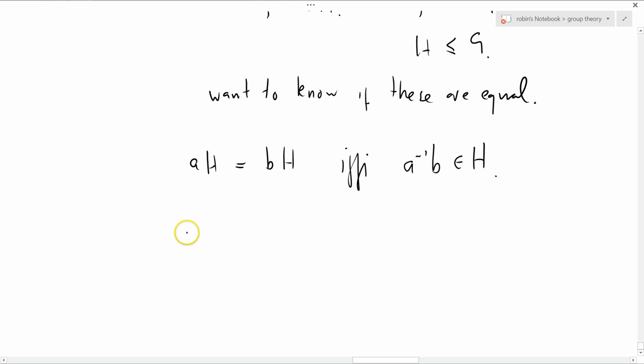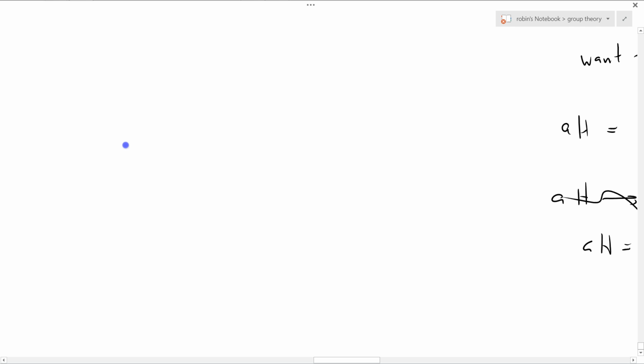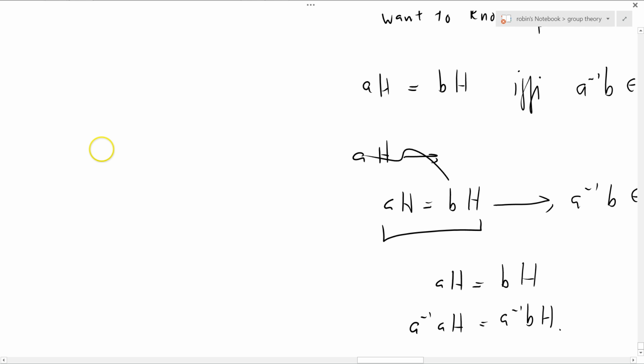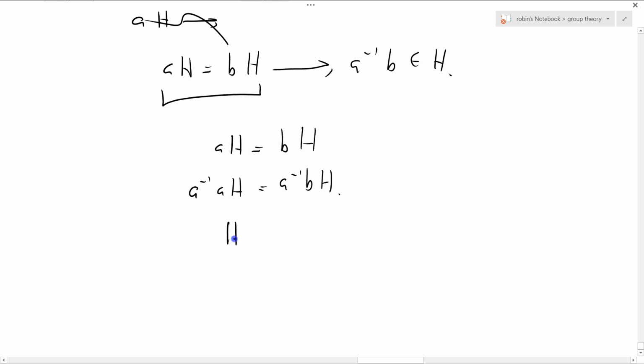Okay, so let's just prove the first one first. aH equals bH, and I want to show that a^-1 b is a member of H. So we start with this here. aH equals bH, and I'm going to multiply this relationship on the left hand side by a^-1. a^-1 aH equals a^-1 bH, and of course by associativity and inverse elements this is just H equals a^-1 bH, and so we know that a^-1 b is a member of H. QED, because we were trying to show that.